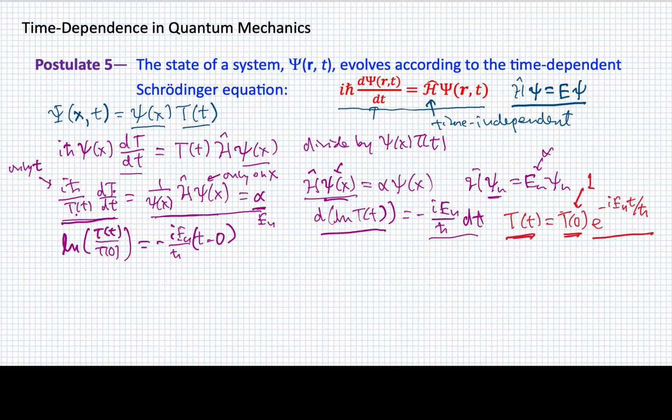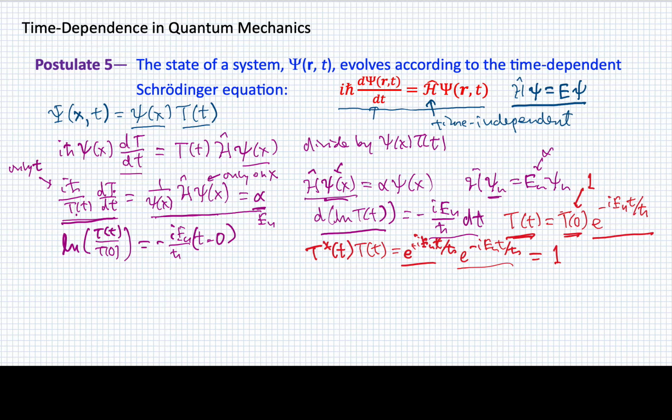But that also means that the product of the complex conjugate of T with T is going to be e to the plus i E sub n t over h bar times e to the minus i E sub n t over h bar. And when you multiply those two together, you'll just get 1. So what does that mean?